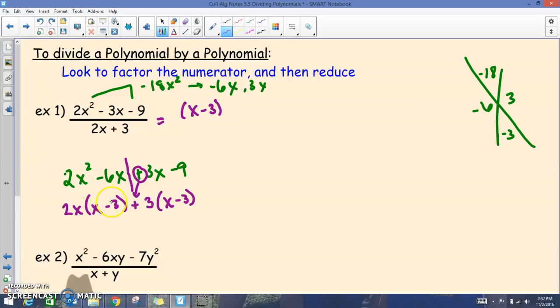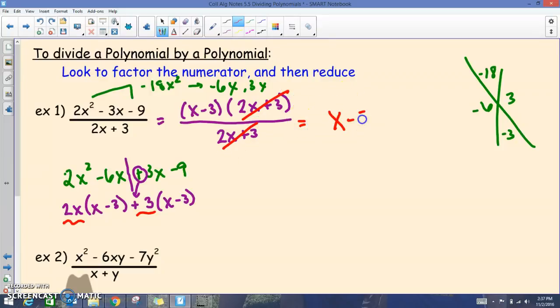And we said if we take out those parentheses, what I have left is a 2x plus 3. So that gives me the second set of parentheses. Now I can't factor the bottom, so I'm just going to carry over the 2x plus 3. As long as you do your factoring correctly, one of those sets of parentheses on top should match with the factor on the bottom. That way we can cancel those out or reduce those. So we're left with x minus 3.